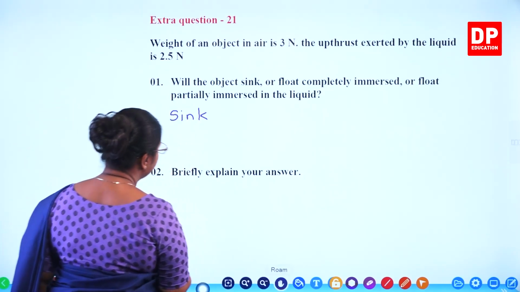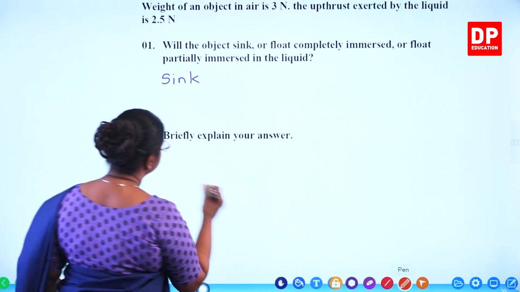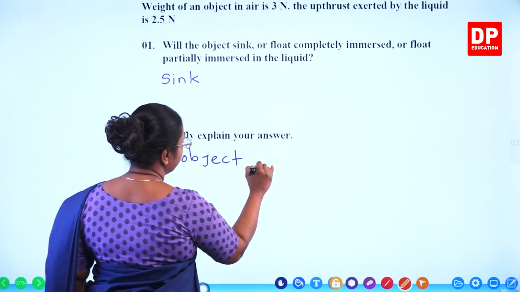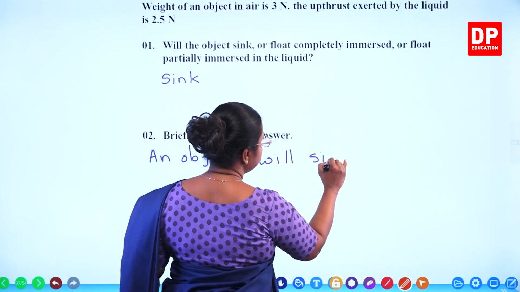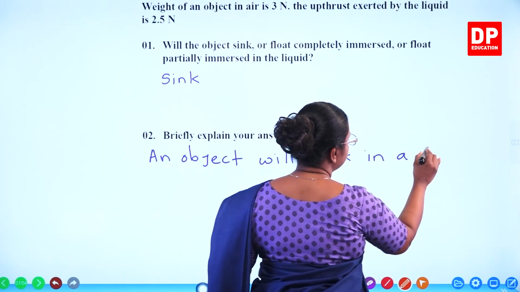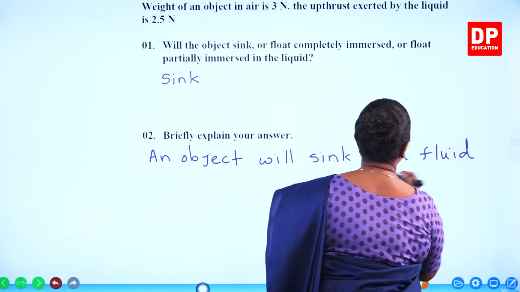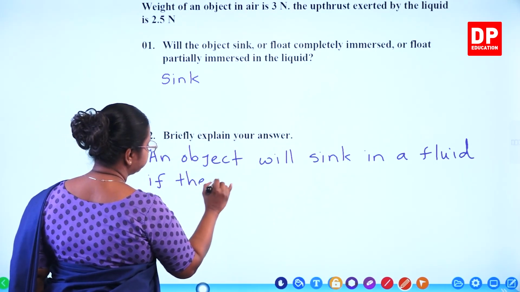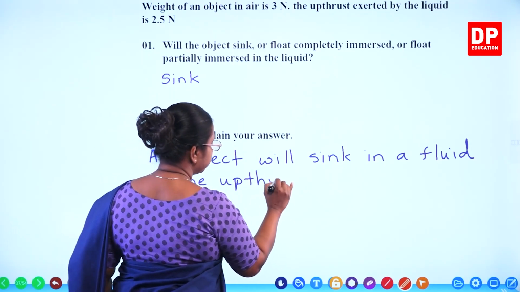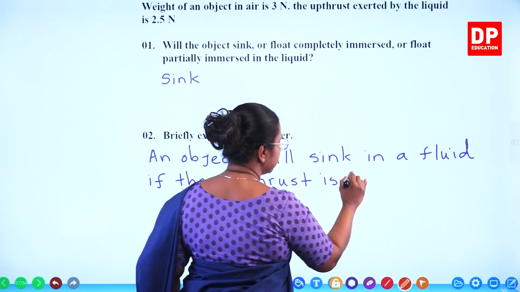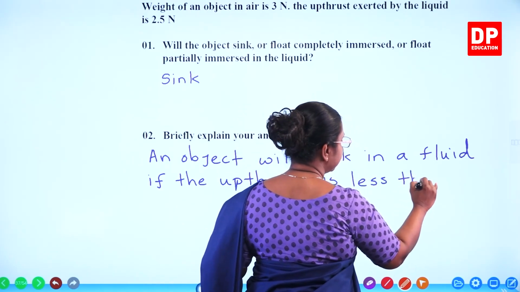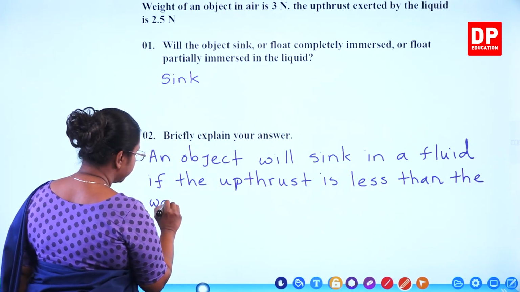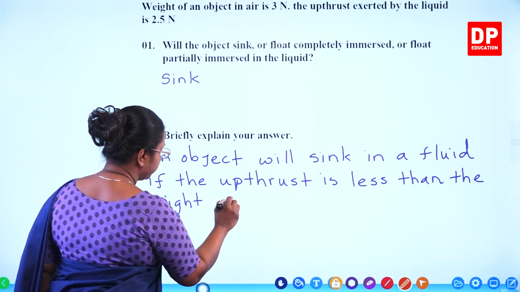So here only we have to say, an object will sink in a fluid if the upthrust is less than the weight of the object.